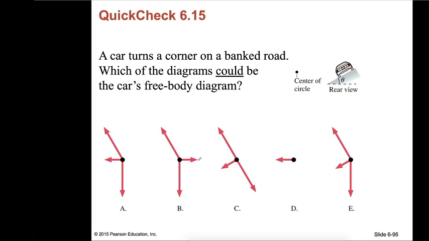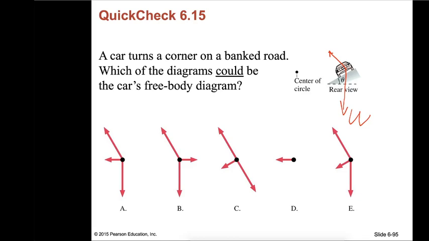Okay, a car turns a corner on a banked road. Which of the free body diagrams could be the car's free body diagram? So first of all, let's see how many forces are on the car. Number one force, weight. This is a must-be force. And then normal force. And then there might be friction and there might not be friction.